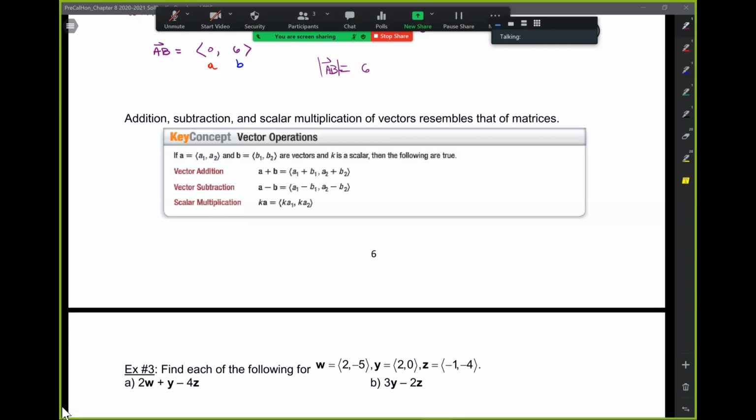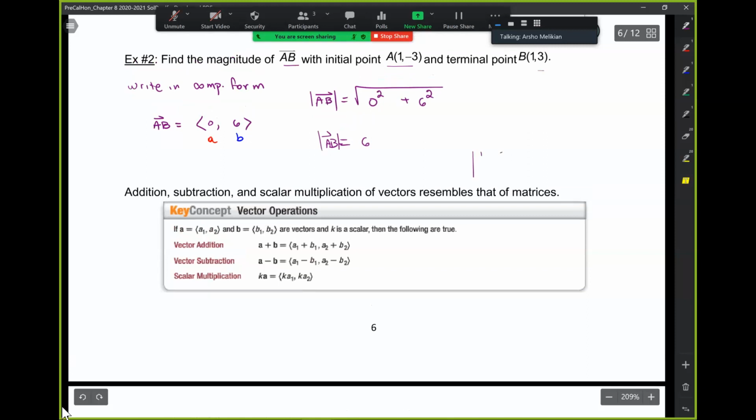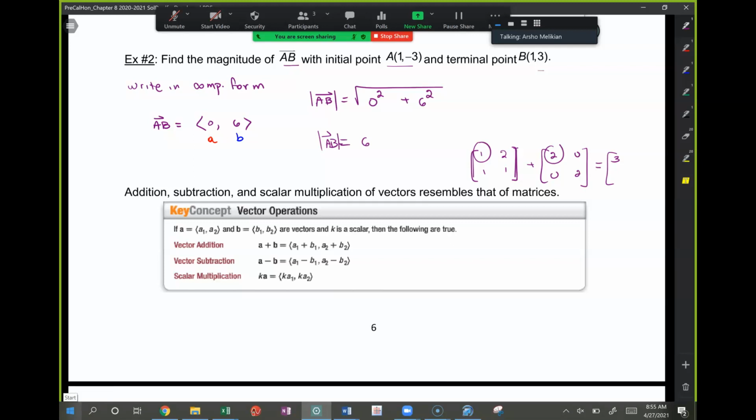To add vectors, you do the same thing. So for example, if I had a matrix 1, 2, 1, 1 plus 2, 0, 0, 2, what did I do? I just added the corresponding components and put it here, right? Well, guess what? Vector addition is the same thing. It's like 1 by 2 matrices. Actually, a vector is a row matrix. That's what a vector is.